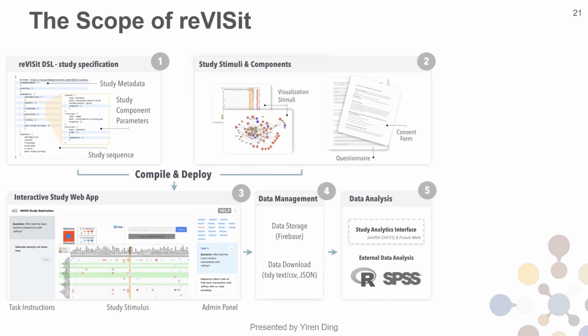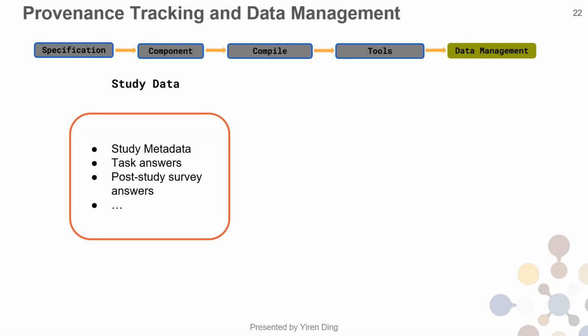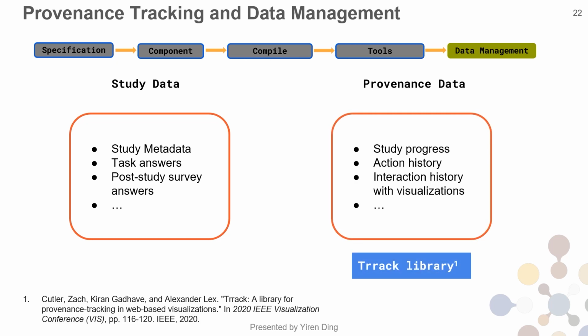Moving to the next stage, I would like to talk about the data management and the provenance tracking feature reVISit provided. When we talk about the data, one part is the study data, which mainly includes answers from participants. The provenance data is also very important, especially for a study about interactive data visualization. The provenance data are data like action history, interaction history, and study progress. reVISit integrated the trrack library, a library that is in charge of study provenance tracking. So provenance data will be automatically recorded in reVISit.